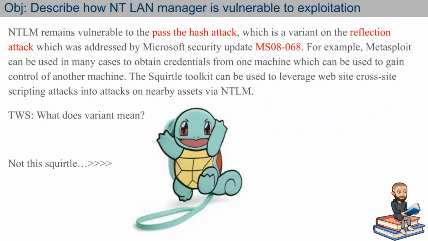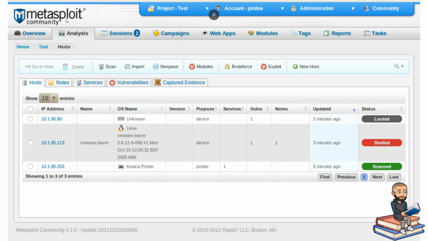So to wrap up, NTLM remains vulnerable to an attack called Pass the Hash, and this is a variant on the reflection attack, which was also addressed by Microsoft Security Update MS08-068. And something to consider, Metasploit can be used in many cases to obtain credentials from one machine, which can be used to gain control of another machine. There's a toolkit called Squirtle, which can be used to leverage website cross-site scripting attacks into attacks on nearby assets via NTLM.